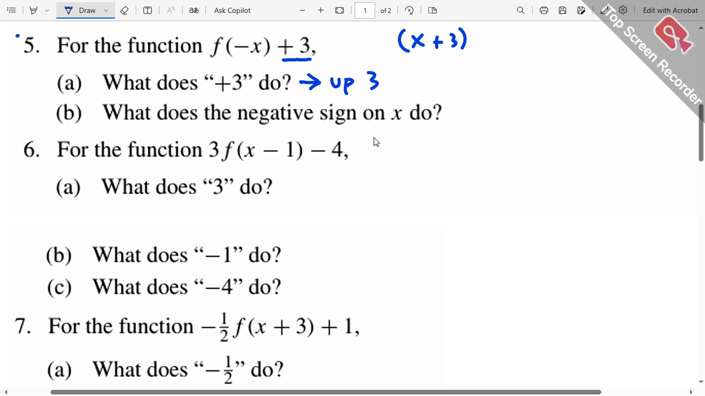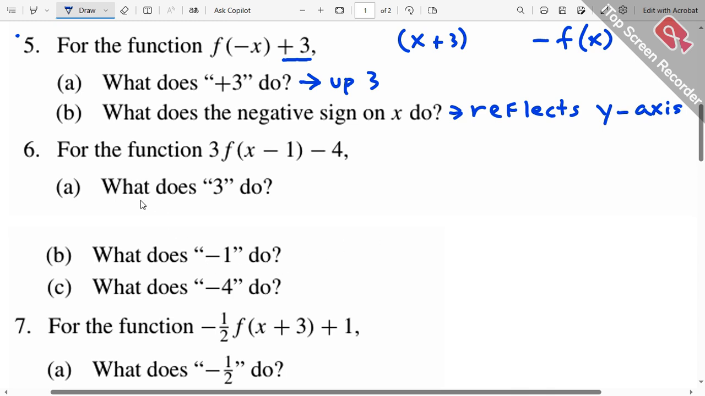All right, and what does the negative sign on x do? Well, when you multiply the x, just the x values, by a negative, that reflects over the y-axis. If you had multiplied the entire function, if you took f of x and multiplied that by a negative, it would reflect over the x-axis.